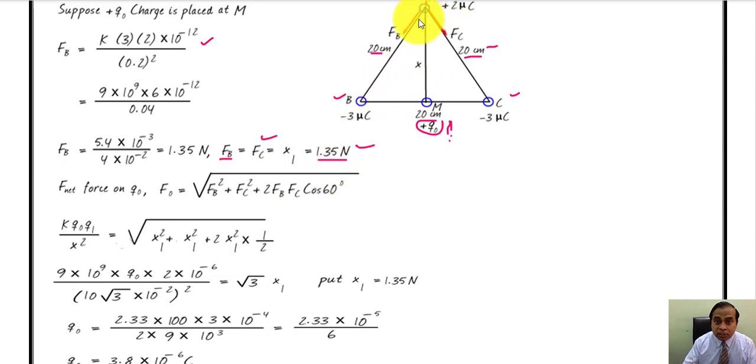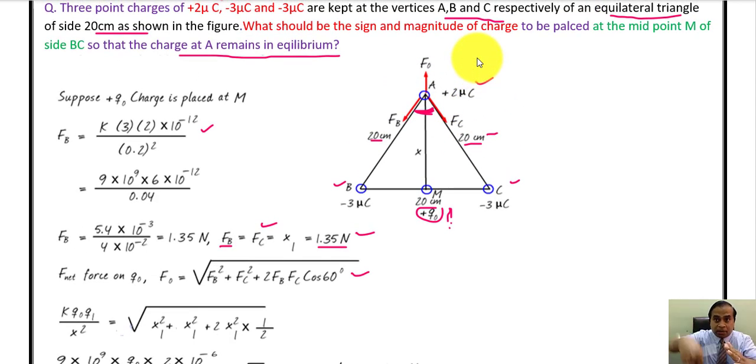So net force, because these two forces are acting at 60-degree angle, so net force is equal to what? Under root p square plus q square plus 2pq cos 60. You solve it. Now this is going to be the net force that is the resultant of FB and FC. ये नीचे की ओर एक्ट कर रहे हैं.